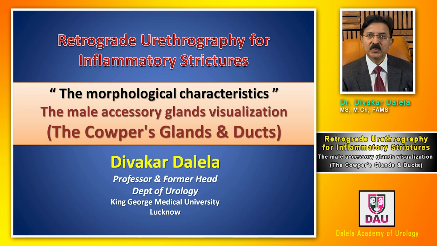In continuation to our series of lectures on retrograde urethrography in adult males, wherein I've been talking to you about the visualization of inflammatory urethral structure and what all you should see in those urethrograms. In my previous lecture, I talked to you about how to see Littre's glands and what are the variations that you can get in urethrogram films. In this lecture, I shall be talking to you about the visualization of Cowper's glands and their ducts.